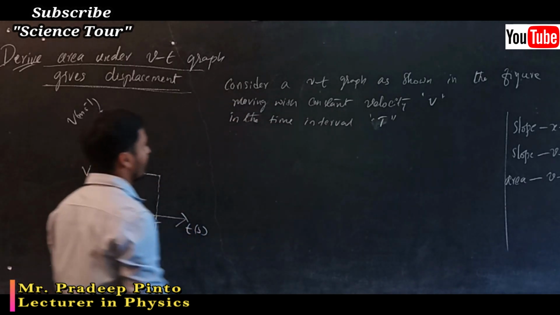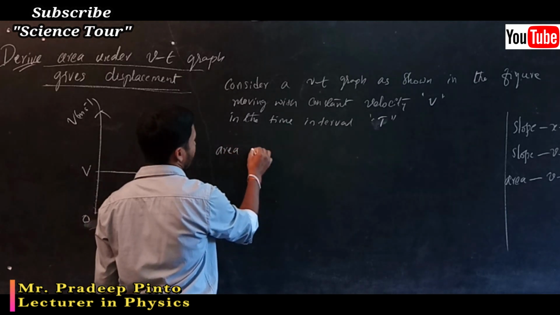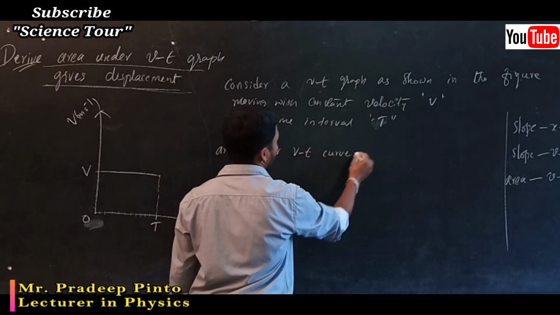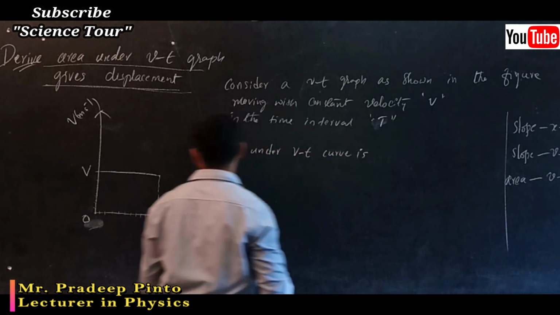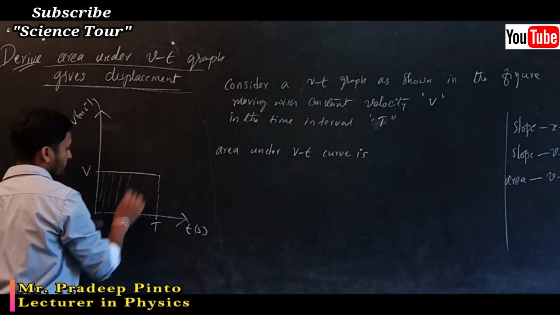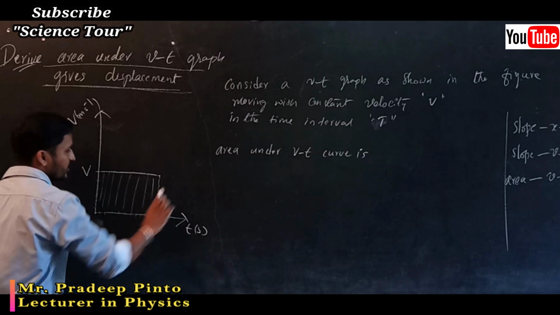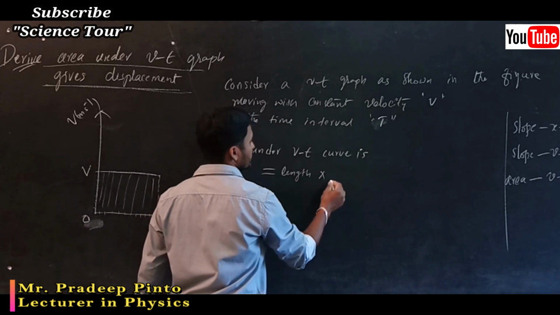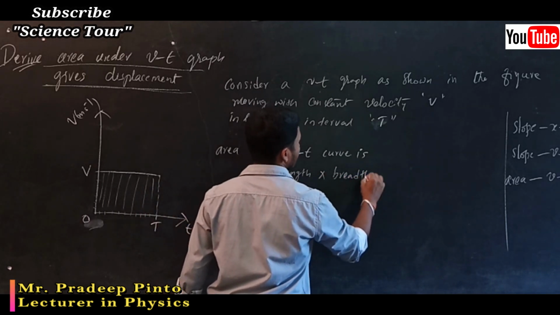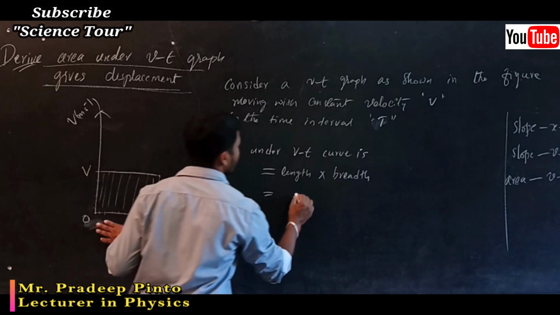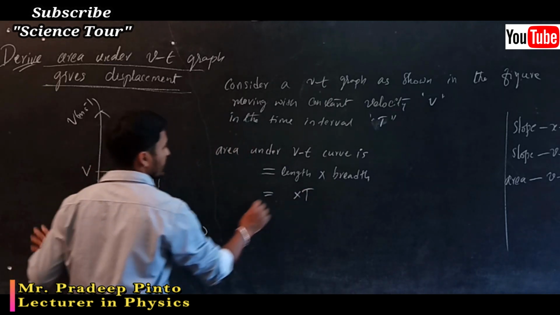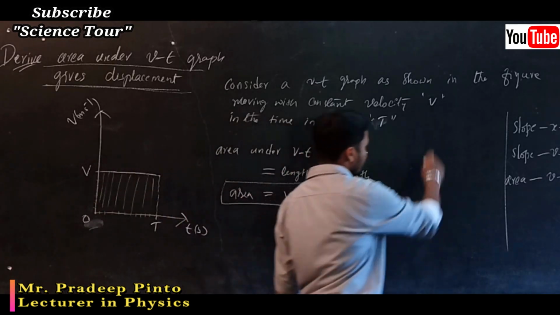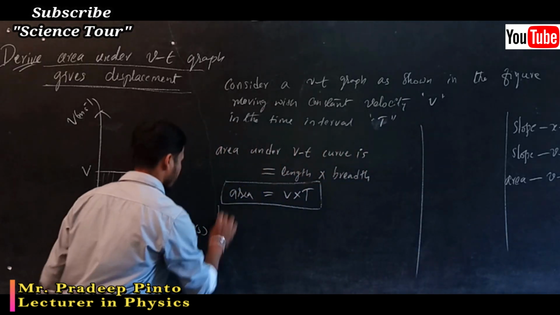So what is the area under the vt curve? This is a rectangle, so area is length into breadth. Length is t and breadth is v. That is the area. This is equation 1.